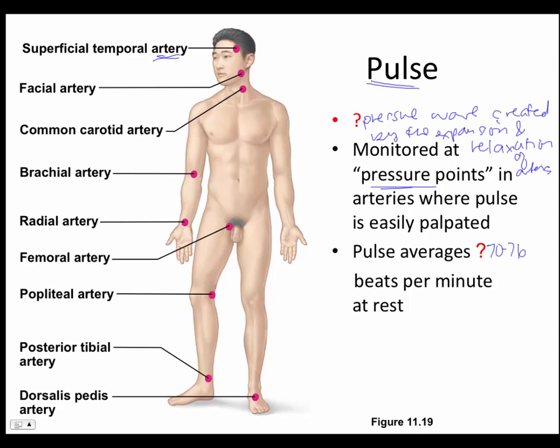And so looking at these pressure points, where do we find them? The superficial temporal artery, facial artery, common carotid artery. Great areas, right? Once you leave that heart, you can definitely feel that common carotid artery. Brachial artery, radial artery, femoral artery, popliteal artery, posterior tibial artery, and your dorsalis pedis artery.